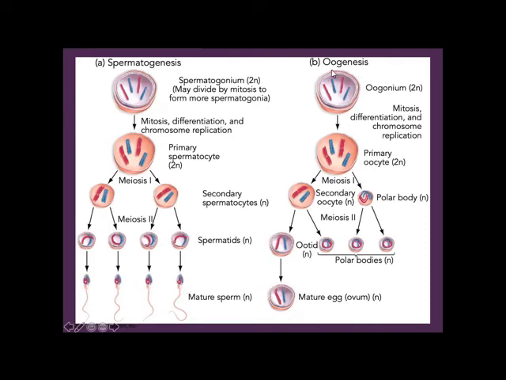So we call the production of eggs oogenesis. So you start out with a diploid cell, and it undergoes mitosis, differentiation, and chromosome replication to make the primary oocyte, and then that undergoes meiosis 1. And at this point, you produce one kind of large cell, that's the secondary oocyte, and then a smaller one called the polar body. And then when the secondary oocyte divides, it produces a larger ootid, and then this little polar body, and then the polar body over here produces these other two polar bodies.